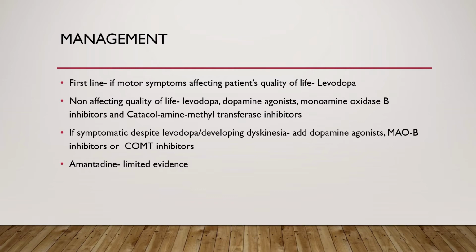If they're symptomatic despite starting levodopa, or they develop these abnormal tic-like movements called dyskinesia, you can add a dopamine agonist as well to try and manage it, or you can add the MAO-B inhibitors or the COMT inhibitors. There's some evidence for amantadine being used as well in Parkinsonian patients, however, this is limited.